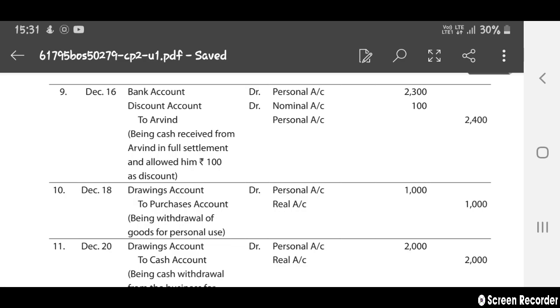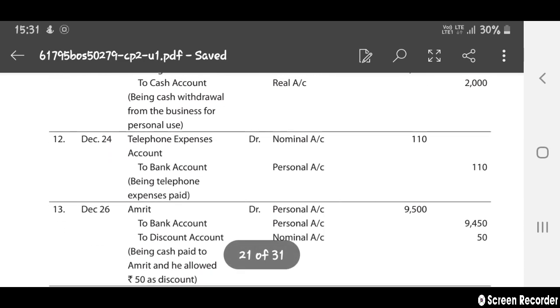Next, the tenth journal is December 18. Drawings account to purchases account. So he is debiting from personal account to real account. 1000 has been debited from his personal account, and credited to purchase account. It is being withdrawal of goods for personal use. Withdrawal of goods or withdrawal of money he is doing for his personal need.